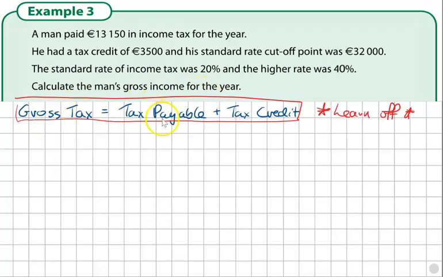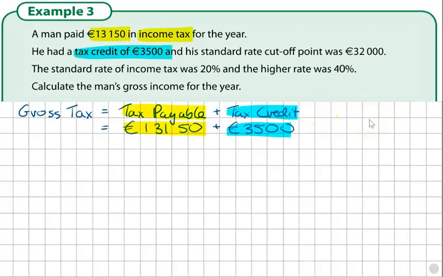Gross tax is equal to tax payable plus tax credit. Again, you need to learn this off by heart. The tax payable is €13,150, highlighted in yellow. We got that from the question. And the tax credit is €3,500, highlighted there in blue. Again, we got that from the question.